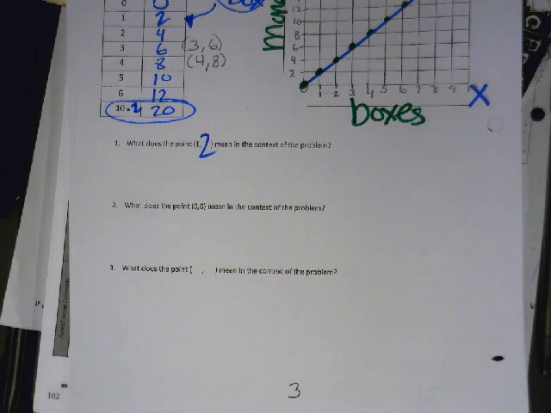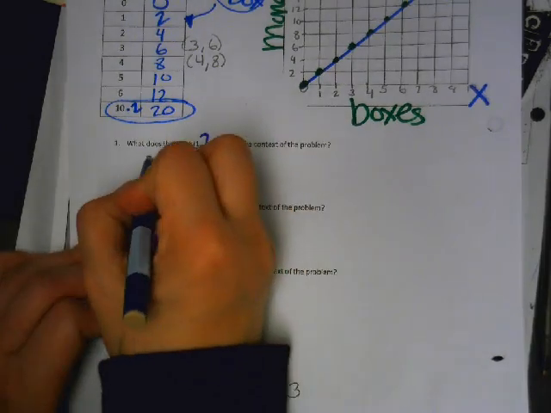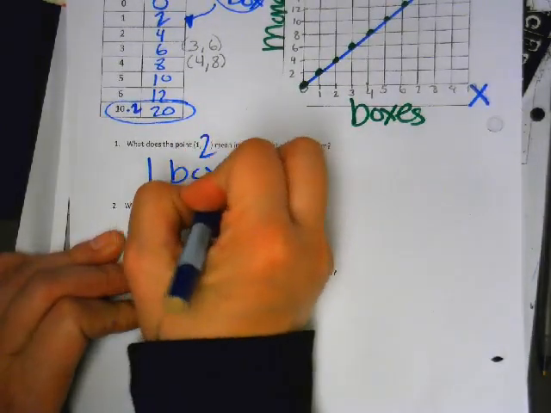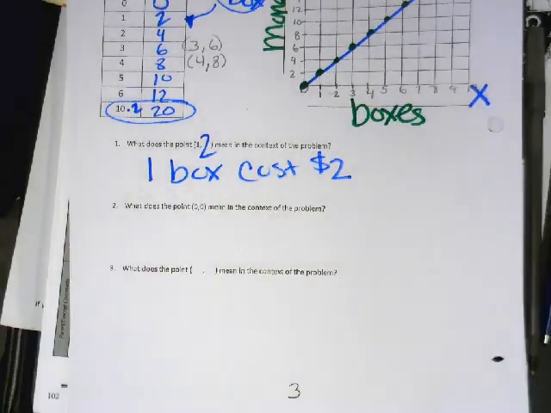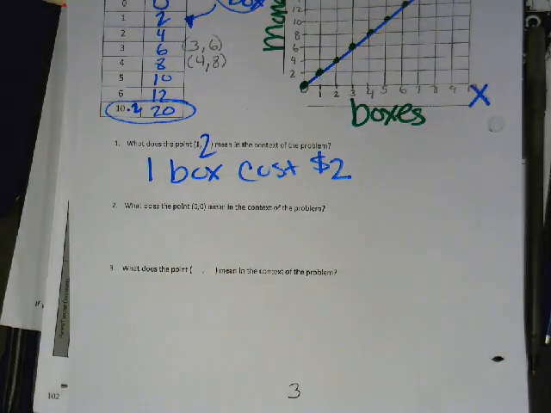Or you can read it from the table. 1 box costs $2. So they're supposed to be easy questions. 1 box costs $2. So write this down. The 1, put the ruler down. We don't need the ruler in your hand.